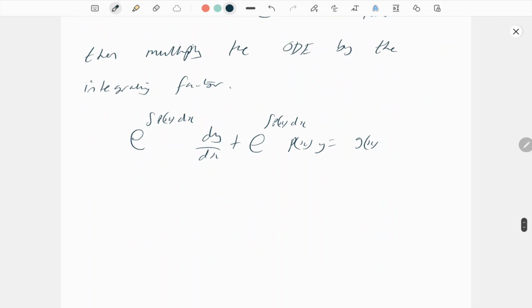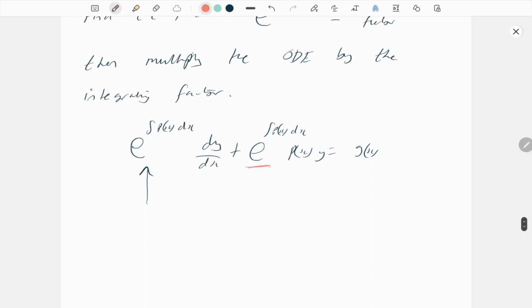Now what you should notice is that if you differentiate e to the power of integral of p x dx, you get the same thing, just like here, but you have to multiply by the derivative of the function that is inside it. And what's the derivative of that? Well, if you differentiate it, the integral sign disappears, you're just left with p of x. So this whole thing is actually the derivative of this.